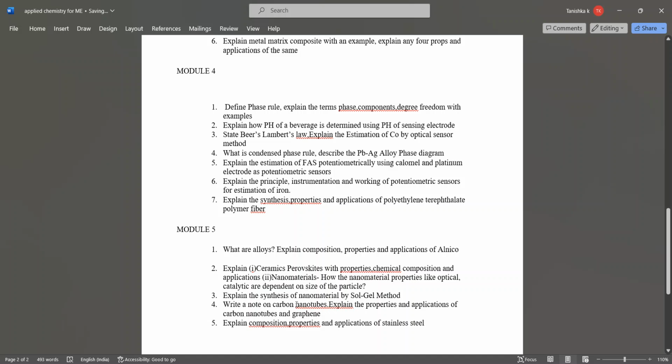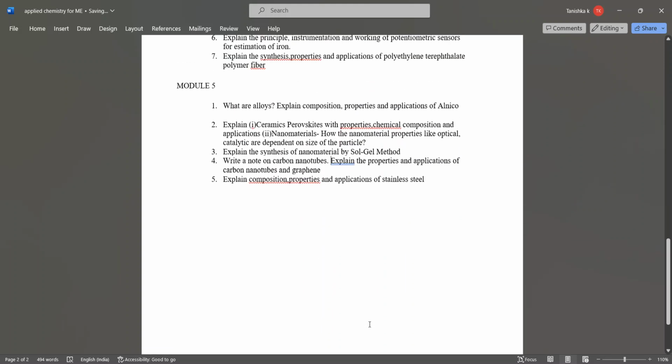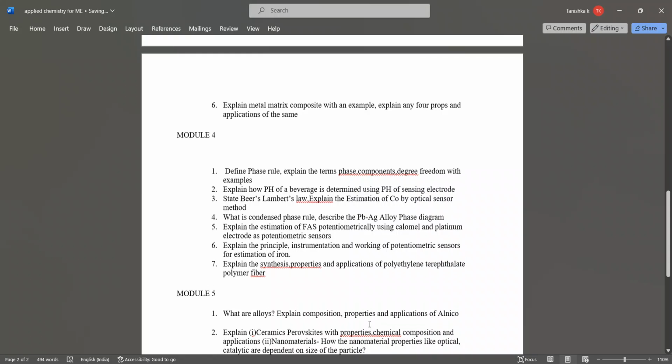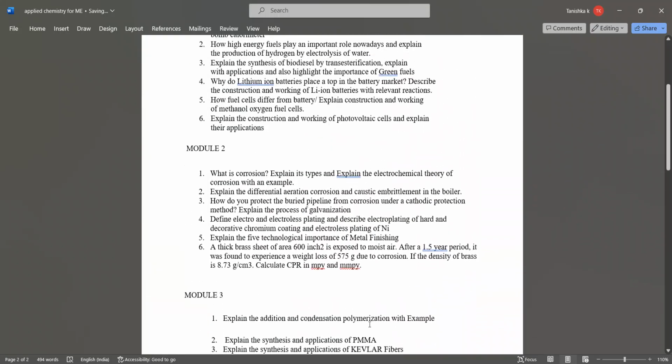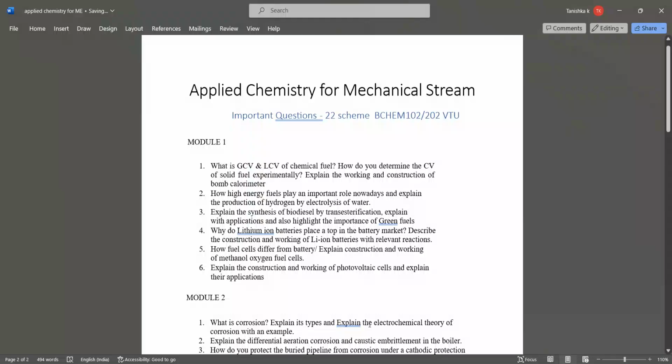Explain the synthesis of nanomaterial by sol-gel method. Write a note on carbon nanotubes. Explain the properties and applications of carbon nanotubes and graphene. Explain the composition, properties, and applications of stainless steel. So these are the important questions module wise of applied chemistry for mechanical stream.